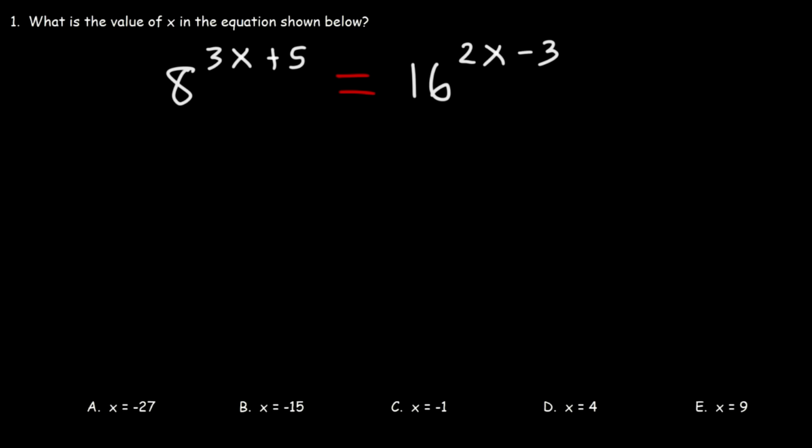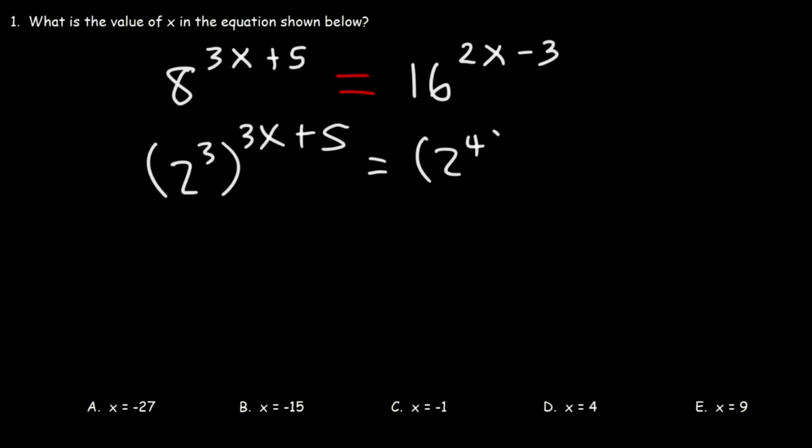So how do we solve this exponential equation? The first thing we need to do is convert the bases. We need to make sure the bases are the same. 8 and 16, they both have a common base of 2. 8 is basically 2 to the third power. You need to multiply 3 2's to get to 8. And 16, we can replace with 2 to the fourth power.